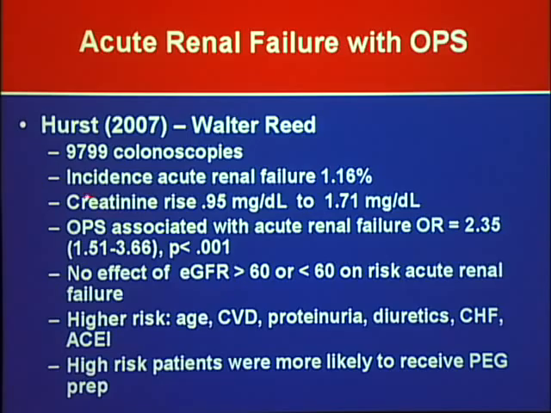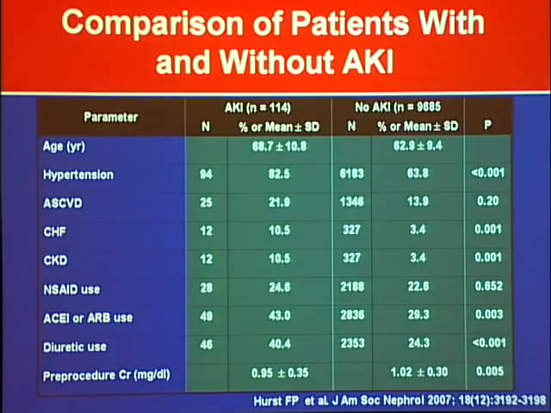This is the Walter Reed study, almost 10,000 colonoscopies. Their incidence was 1.6%. The creatinine of those who had renal problems went from 0.95. They have two digits to their creatinine, as we do. They went up to 1.71. The odds ratio was 1.35. There was no effect modification by what your GFR was. The higher risk people was age, proteinuria, diuretics, ACE inhibitors. And I see cirrhosis and CHF as just dehydration equivalents. It's poor effective plasma volume. High risk patients were more likely to receive the polyethylene glycol, which means the doctor probably was worried about giving the Fleet's oral phosphate as well.